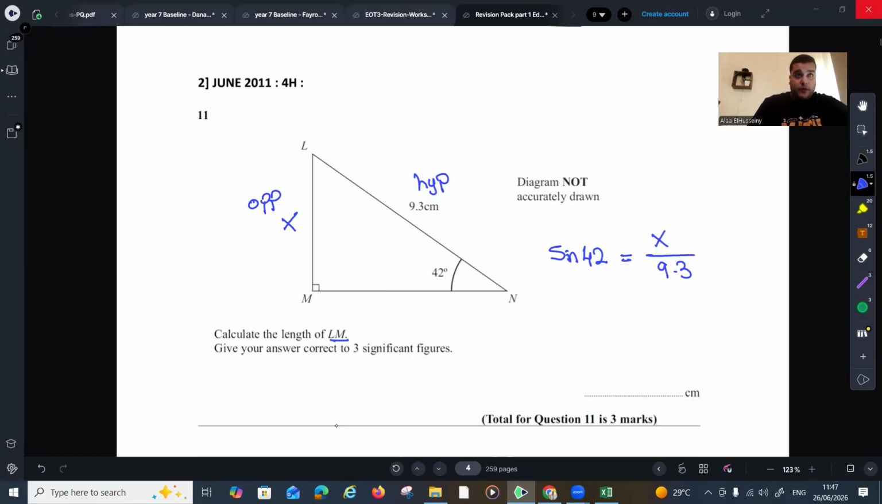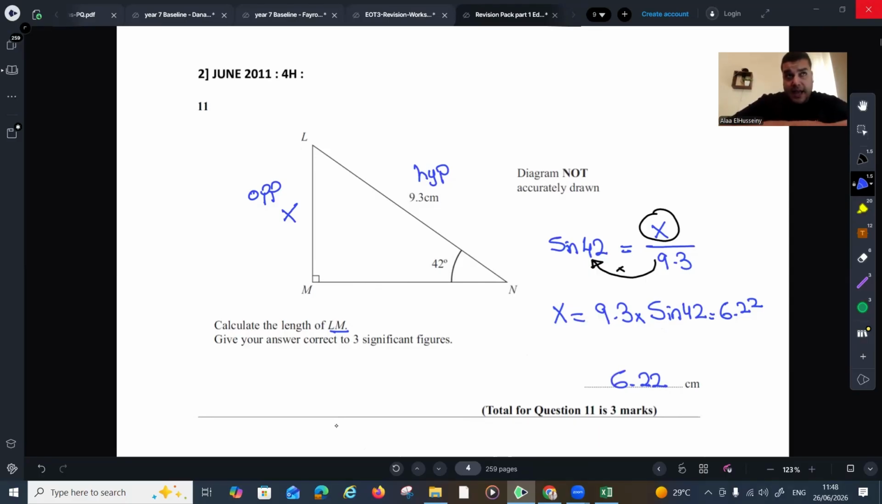Now I want to get the value of x. That's my unknown. So I'm moving the 9.3 to the other side with times. So x equals 9.3 times sine 42. And what is 9.3 times sine 42? Let me have my calculator. So 9.3 times sine 42 equals 6.22, rounded to 3 significant figures. So I will write my answer 6.22. Okay, let's have another example.